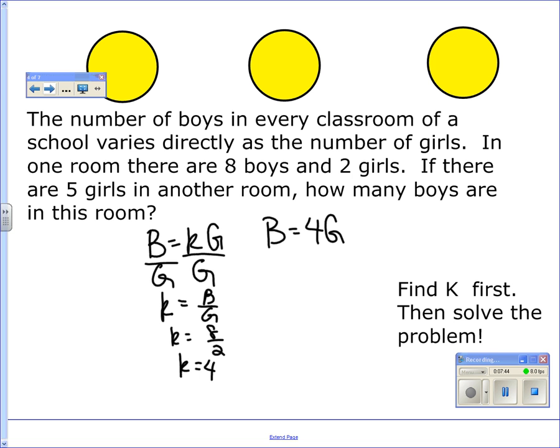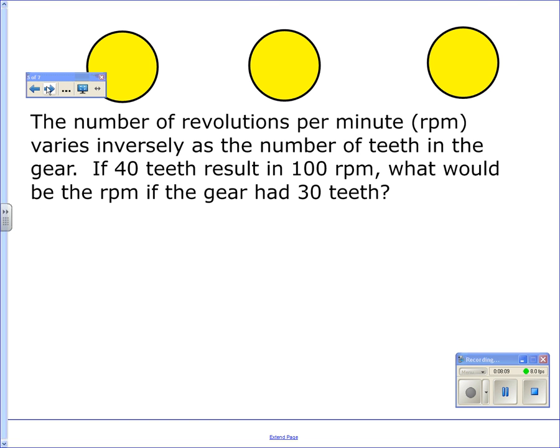We can put g with 5, because they tell us there are 5 girls. So how many boys are there? Kind of, yeah. Does that make sense? We'll actually do it with ratios in another lesson. Any questions here? Okay. Let's look at another one. Number of revolutions per minute varies inversely as the number of teeth in the gear.